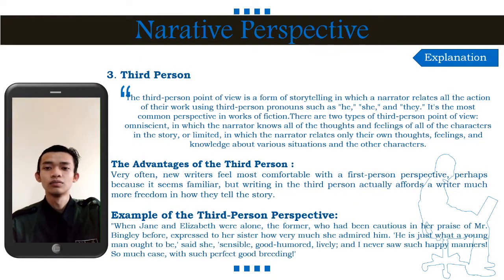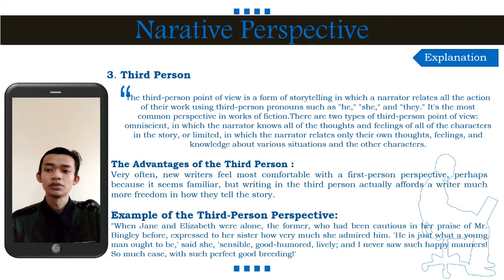Okay, now move to the third person. The third person point of view is a form of storytelling in which a narrator relates all the action of the work using third person pronouns such as he, she, and they. It is the most common perspective in the works of fiction.